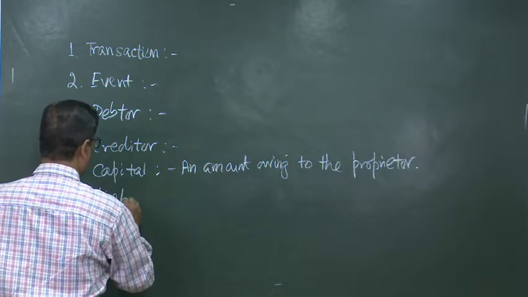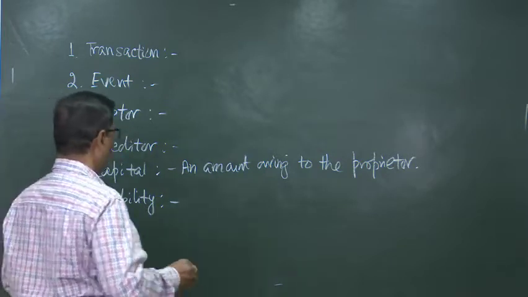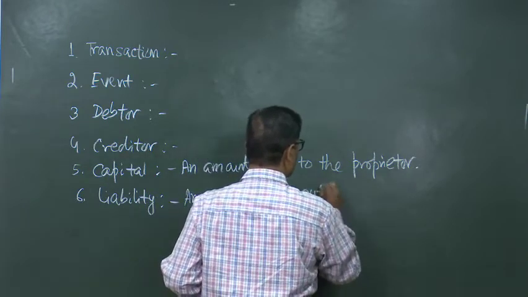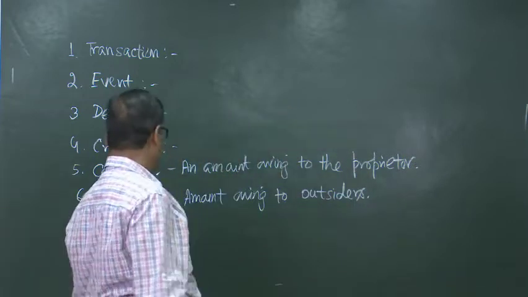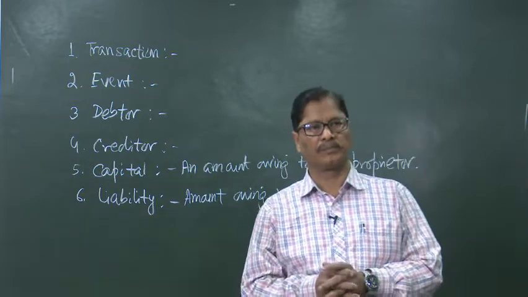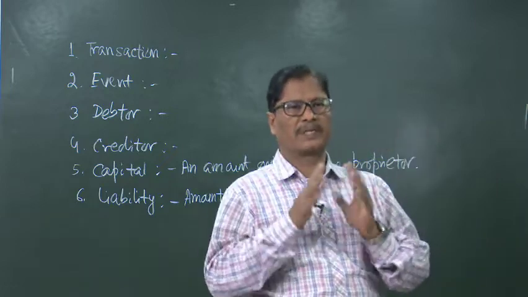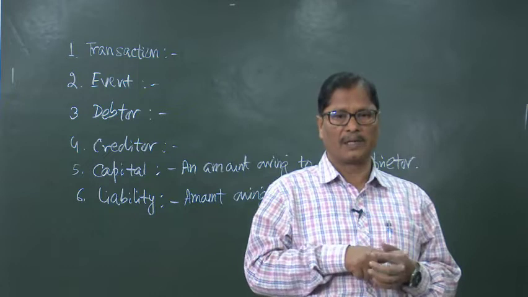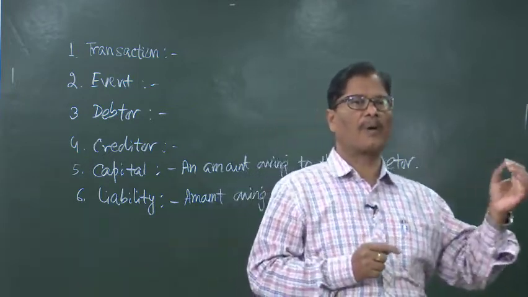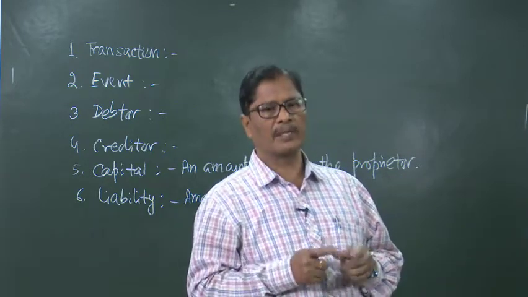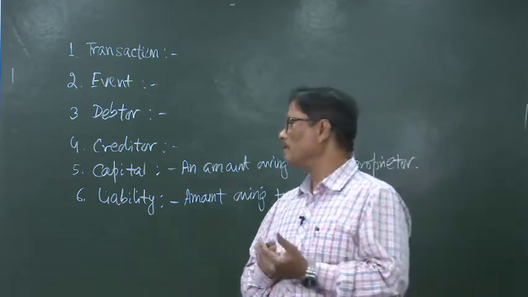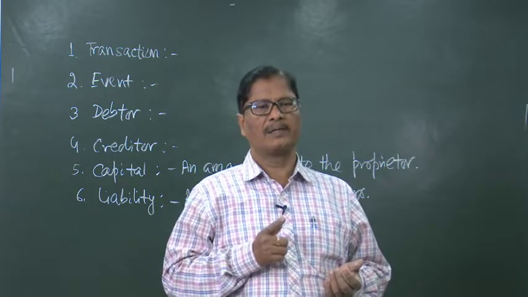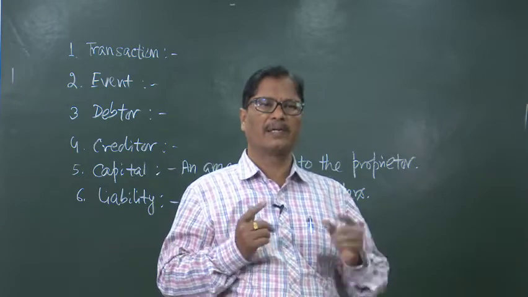Number 6 is liability. Amount owing to outsiders is called a liability. Think that you are the businessman, or the manager of the business. Whatever amount you have got from others, leaving aside your proprietor, for example if you are receiving some amount from the bank as a loan, the bank is your creditor, so it is a liability because you have to pay that bank at a later date. So, a liability will have to be paid at a later date to an outsider, not to the proprietor. If it is to the proprietor, then it is capital. If it is to outsiders, then it is a liability.